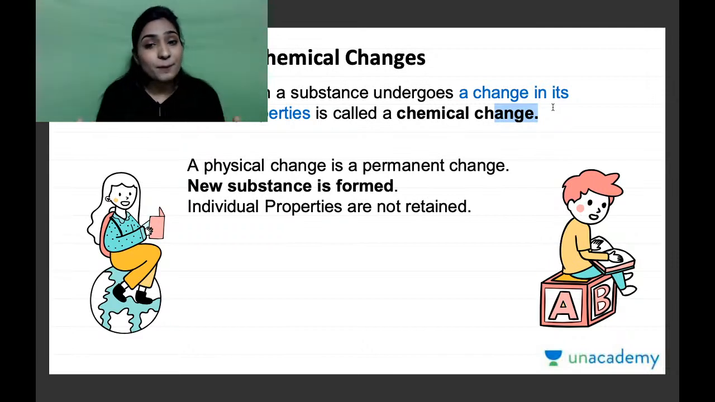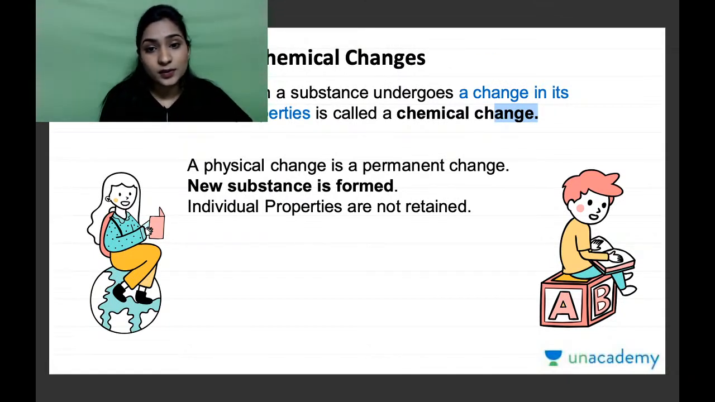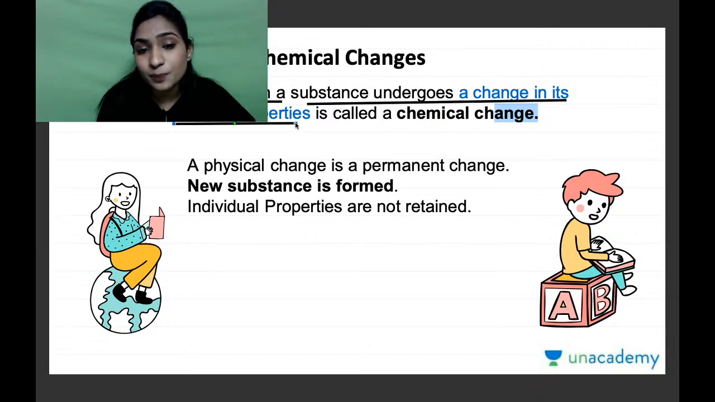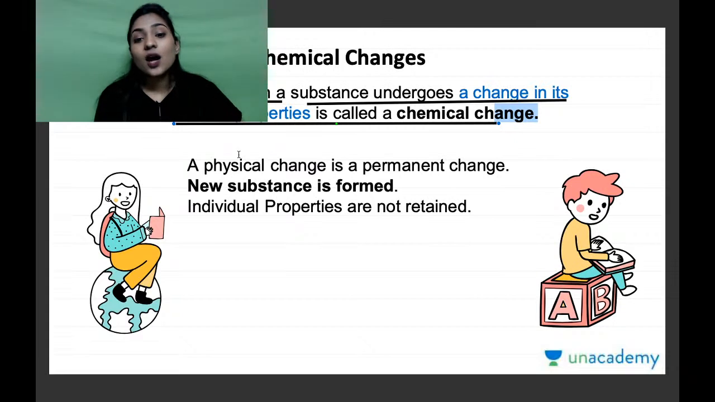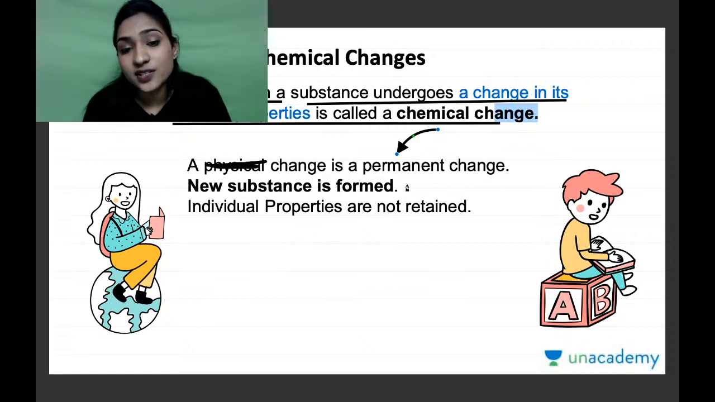So paper नहीं रहा, onion नहीं रहा, दोस्त ना रहा, right? So a change in which a substance undergoes a change in its chemical properties is called a chemical change. ठीक है? Now, so this change, chemical change is a permanent change. Chemical change is a permanent change.